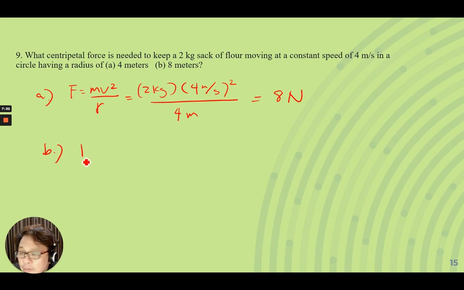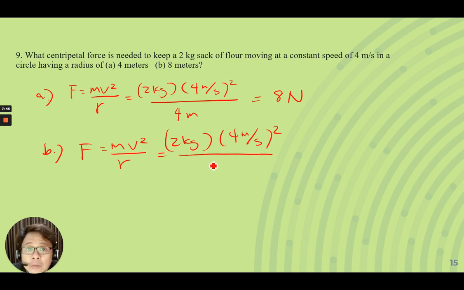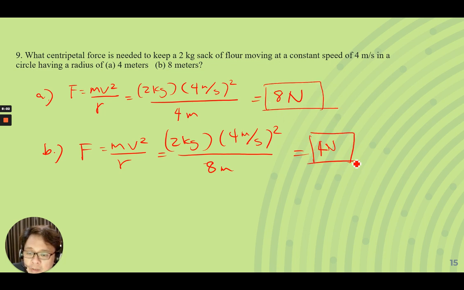For letter B, same formula. So m v squared over r. So the mass is still 2 kilograms. The speed still 4 meters per second. But then this time, the radius is 8 meters. Okay, so we expect it to be lower. So the answer is 4 newtons. Okay, so ito ang kanyang mga sagot for number 9. Alright, let's go to number 10.